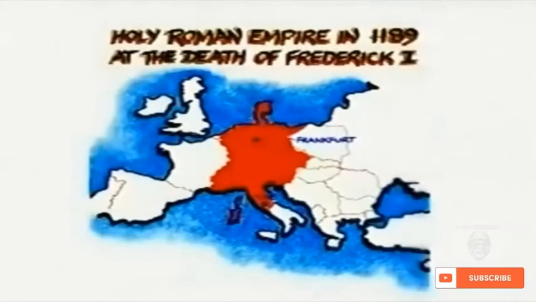Now we come to the time of the Holy Roman Empire in 1189. Now we've come to the death of Frederick I, Frederick Barbarossa, one of the greatest emperors of the Holy Roman Empire. Now, you notice what's happened to the extent and size of the empire. It's shrunk into Central Europe. Where has it shrunk away from? It's shrunk away from France. It's moved away from France and moved eastwards into the whole area of Europe and perhaps a little beyond Europe itself.